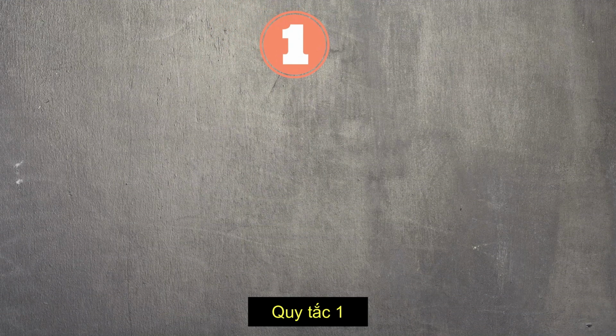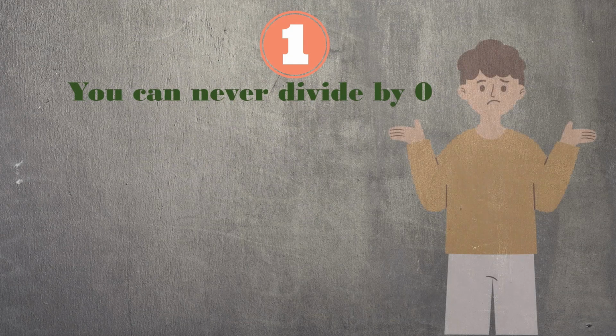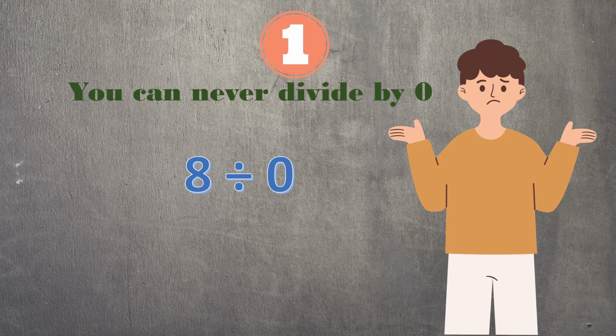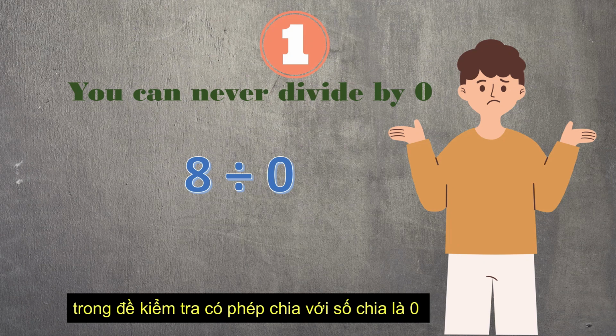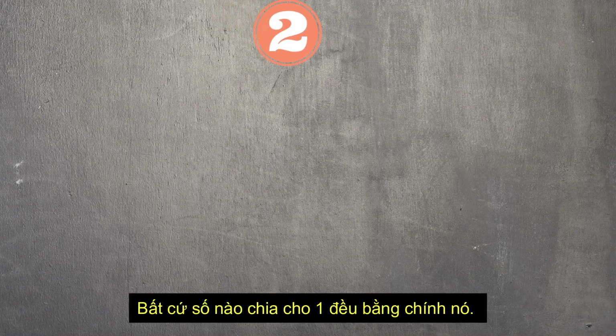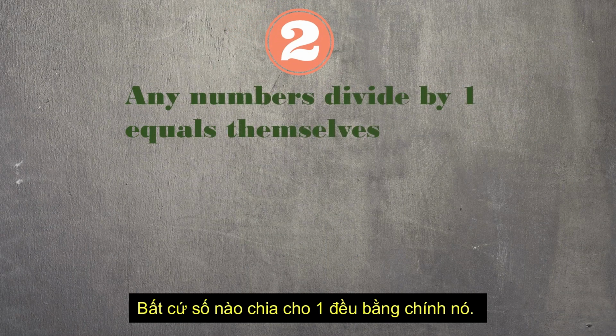Rule number 1, you can never divide by 0. Look at this division. How can we divide 8 into no groups? It's impossible. And if students see in their test a division with the divisor 0, just write undivided onto the answer sheet. Rule number 2, any number divided by 1 equals itself.